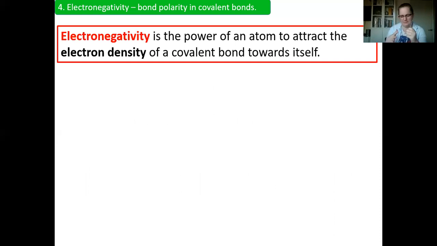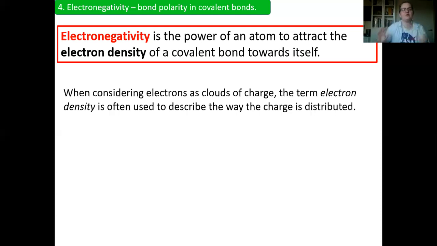So basically an atom is able to take as many of the electrons, the pull of the electrons is closer to it in that covalent bond than it is to the other atom. So when we talk about electrons, we start to consider them as clouds of charge, and we start to use this term electron density. It's often used to describe the way our charge is distributed. We talk about electrons on our really nice orbitals and planes, and then when we start talking about charges and bonds, we can start talking about them being clouds and their ability to move between here, there and everywhere.